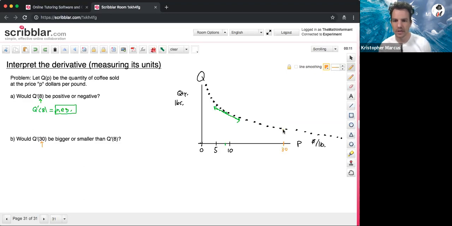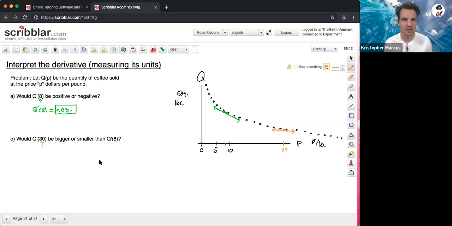We go up to the height of our graph. We make a tangent line. The tangent line would be something like this. Doesn't have to be perfect, just trying to give us an idea. It keeps going in both directions. Is that tangent line indicating that Q prime of 30 is bigger or smaller than Q prime of 8?